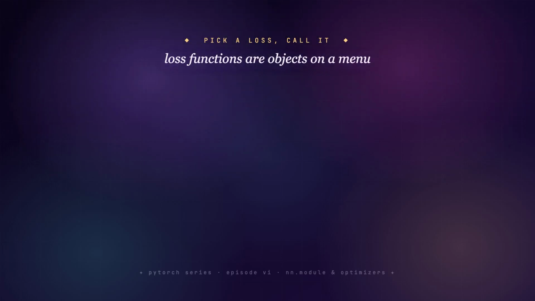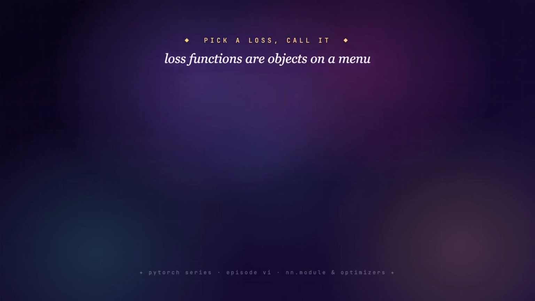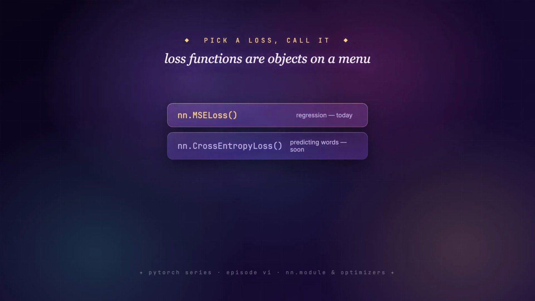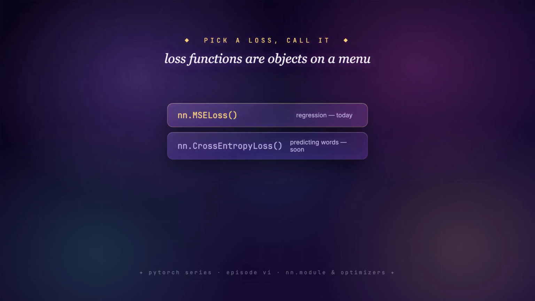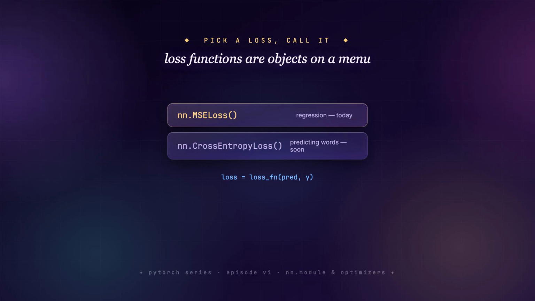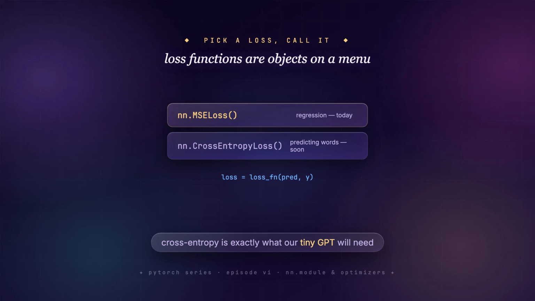Next, the loss. Last time we typed out mean squared error ourselves. PyTorch gives it to you as an object, nn.MSELoss. You make it once, then call it like a function, give it the prediction and the target, get back the loss. And it's a menu. Today it's MSELoss for regression. Soon it'll be CrossEntropyLoss for predicting words, which is exactly what our tiny GPT will need. Pick the one that matches the job and call it.